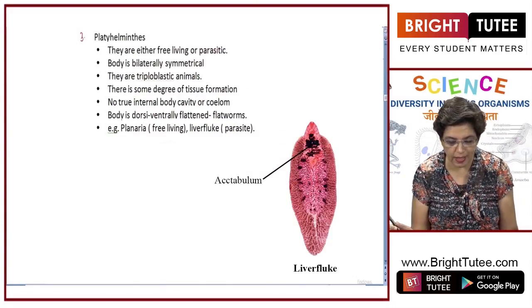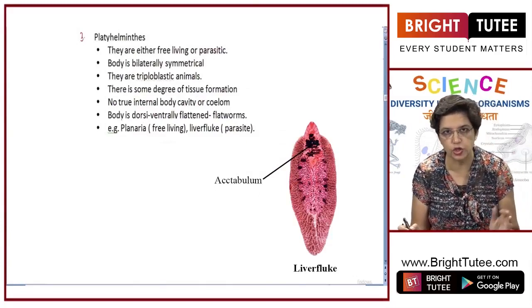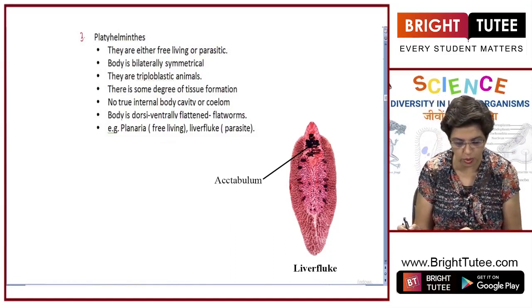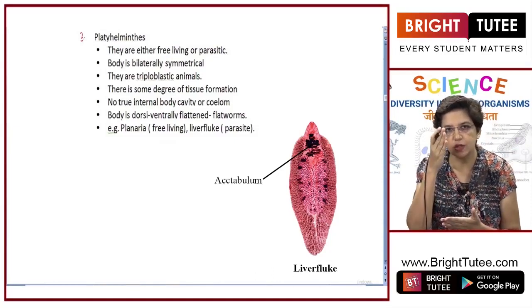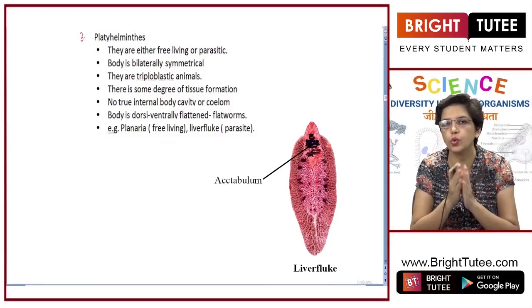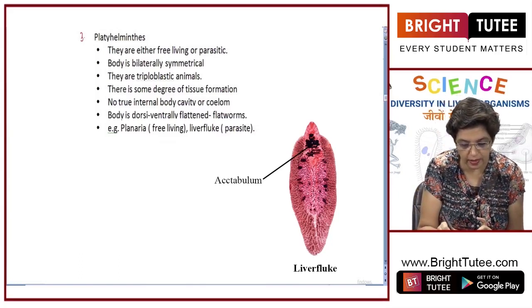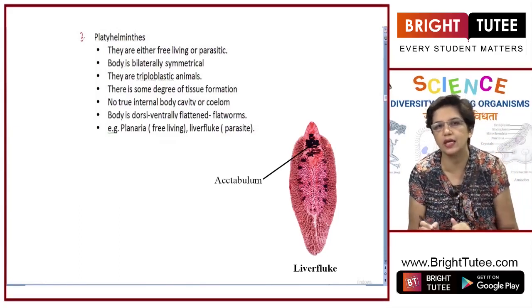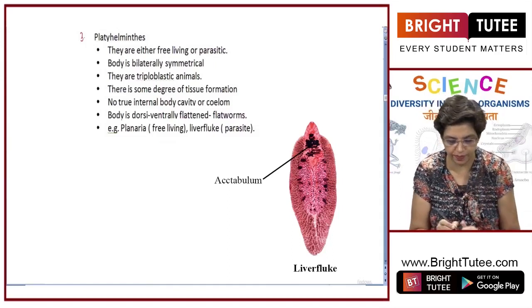Platyhelminthes are either free living or parasitic in nature. They derive food from other living organisms which are called the hosts. The body is bilaterally symmetrical, that means you can divide the body into two equal halves only in one vertical plane. They are triploblastic, that means they have three layers of body: the outermost layer, the ectoderm, the middle layer, that is mesoderm, and the inner layer, that is endoderm.